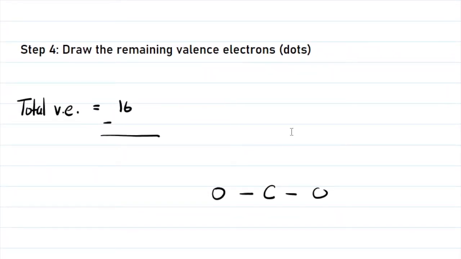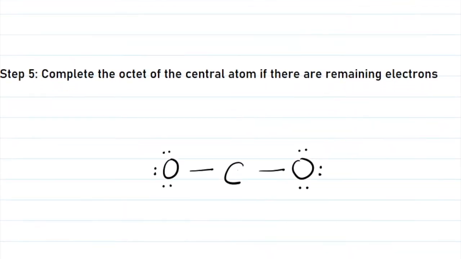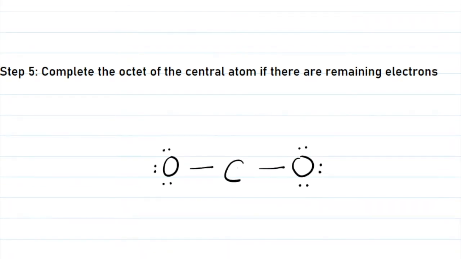Step 4 is to draw the remaining valence electrons. If you look over here at the total valence electrons, we had 16 at first, but once we draw our single bonds, this will be 4. And now we have 12 remaining valence electrons. So we just have to draw them on the oxygen. So 1, 2, 3, 4, 5, 6, 7, 8, 9, 10, 11, 12. And there you go.